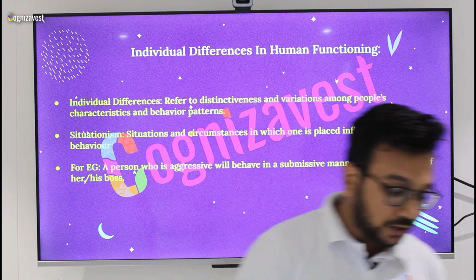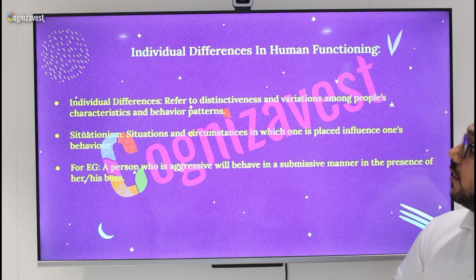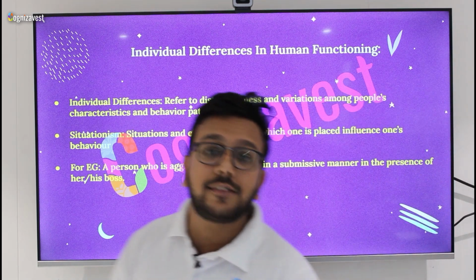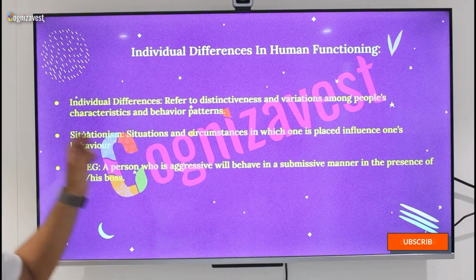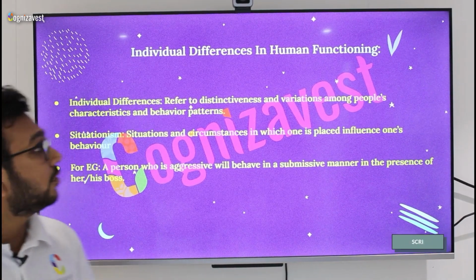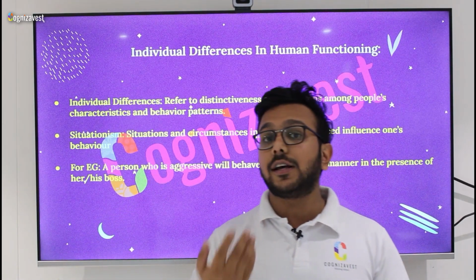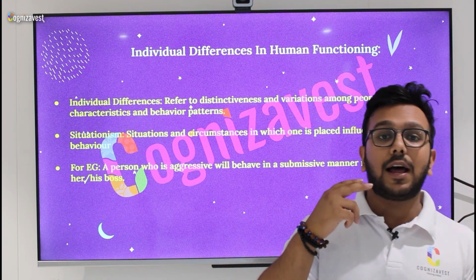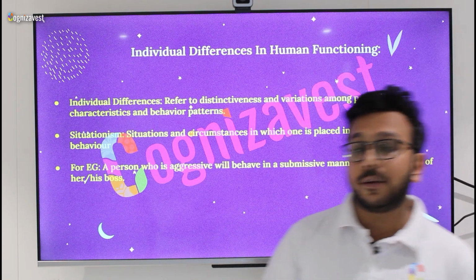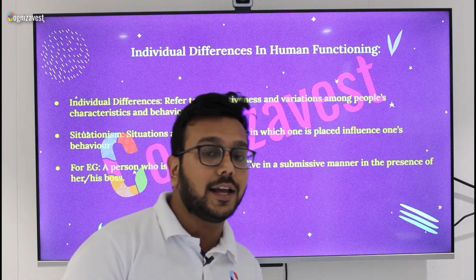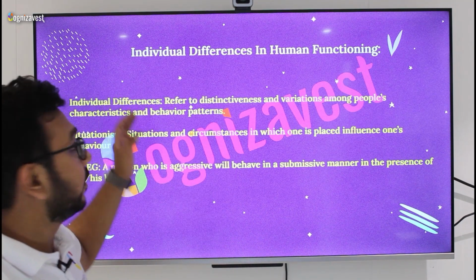So we have to remember the exact definition of individual differences, which is right here on the screen. Individual differences basically refer to the distinctiveness and variations among people's characteristics and behavioral patterns. So this basically refers कि जो आपके और मेरे बीच के characteristics है. For example, आपकी height, for example, आपका nature, आपका sociable nature है, आपका introvert nature है, आप shy हैं, आप confident हैं, and so on, is our individual differences.